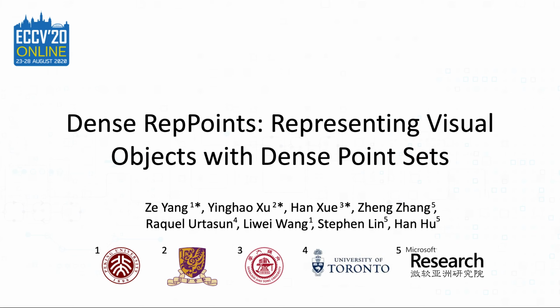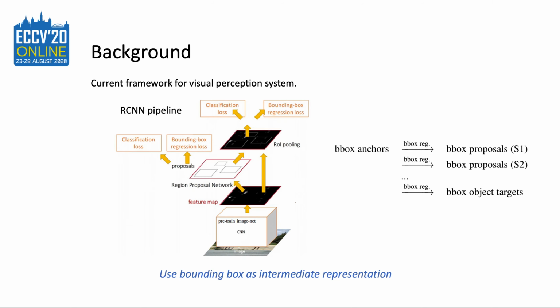We present Dense RepPoints, representing visual objects with dense point sets. Current visual perception systems usually adopt a multi-stage R-CNN pipeline, where it first predefines a set of rectangular anchor boxes. Then the region proposal network refines those anchors to generate bounding box proposals. Next, RoI pooling is used to extract the bounding box proposal feature and use it for subsequent visual perception tasks, such as object detection, instance segmentation, or human pose estimation.